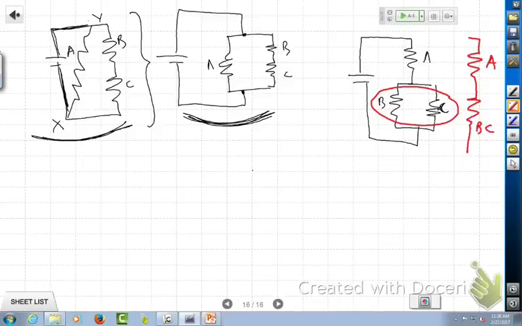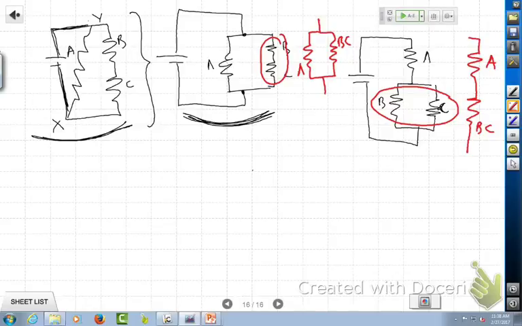But on this one, it's not the parallel bit that's unambiguous, it's the series bit that's unambiguous. So I would redraw this, and this would be A, and this would be my BC combination, and then I'd solve that next. So there's nothing special about parallel first and then series. It's not that way at all. You think of the bit that's unambiguous first, and then you do the other bit.